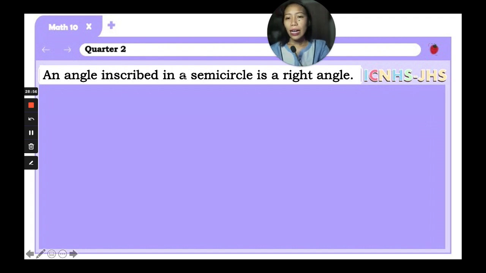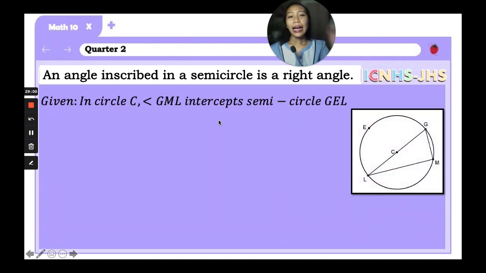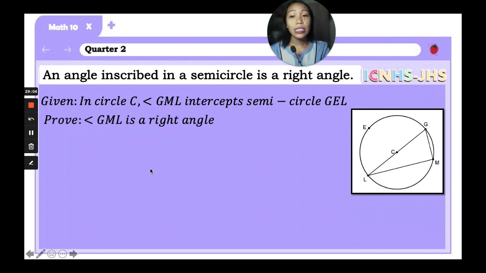We also have another theorem. It says that an angle inscribed in a semicircle is a right angle. How do we show that this is true? How do we prove this? If we refer to this illustration in our circle C, angle GML intercepts semicircle GEL. This is clear that this is a semicircle. We need to prove that angle GML is a right angle.